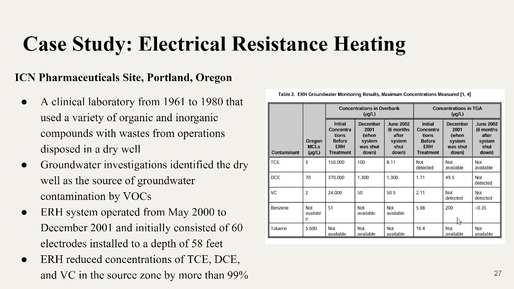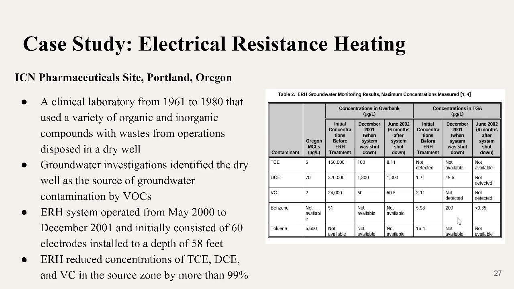Through June 2002, TCE concentrations decreased to 8.11 micrograms per liter, while DCE and VC concentrations were unchanged. The concentrations of all three contaminants were above Oregon's MCLs. When ERH was completed in December 2001, VOC concentrations in groundwater had been reduced by more than 99%.